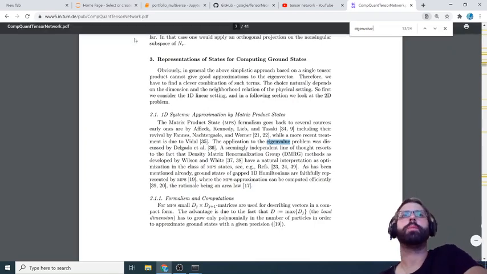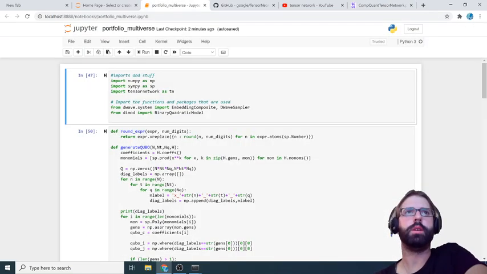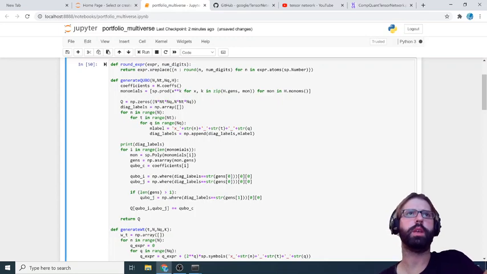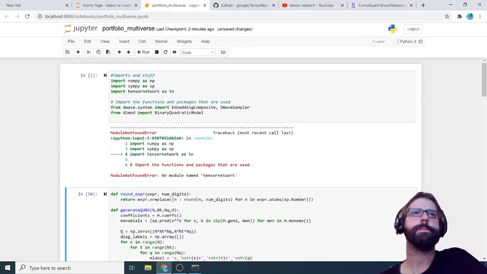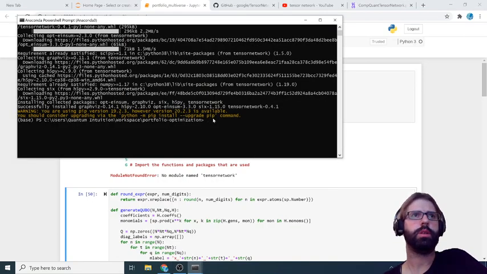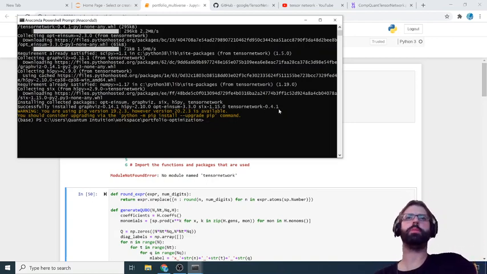Okay, I have no idea. So this is working again. Tensor network, no module named tensor network. Warning, blah blah blah. Successfully installed tensor network. Okay, so why is it not recognizing it?